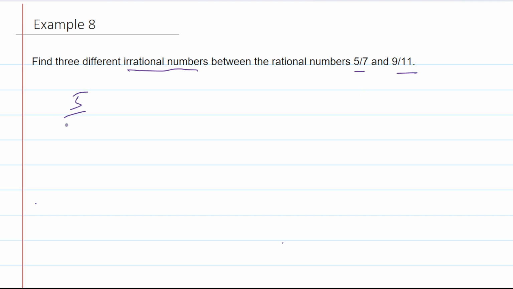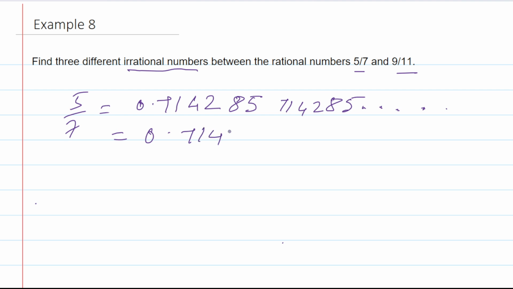That means 5 by 7. If I divide, I'll write directly the answer. You can divide it yourself. 5 by 7 I can write 0 point 7 1 4 2 8 5. This is a rational number, so the decimal expansion should be repeating and non-terminating. Again 7 1 4 2 8 5. So like this it will keep on going. So this is 0.714285 repeating, with a bar.